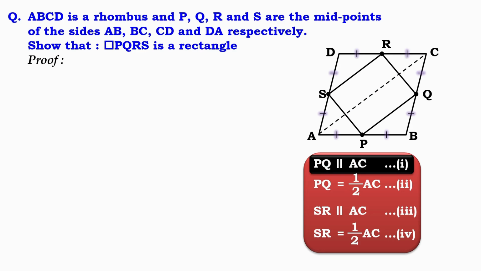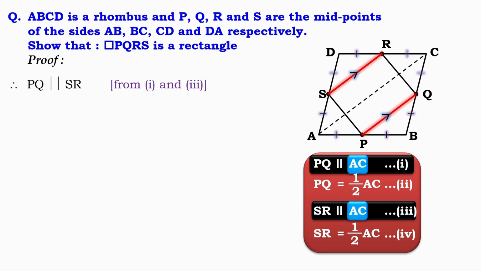Okay. Now PQ is parallel to AC and also SR is parallel to AC. If you take a look, since both are parallel to AC, PQ is also parallel to SR, because we know that if two lines are parallel to a third line, then the two lines will be parallel to each other. So in this case, that's why PQ is parallel to SR. So from equation 1 and 3.